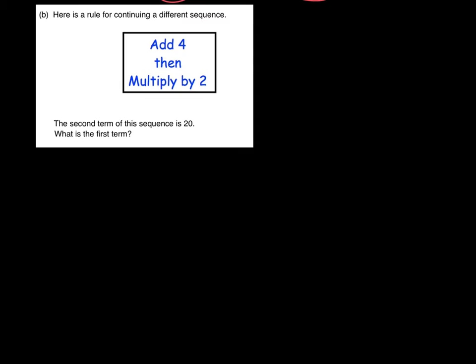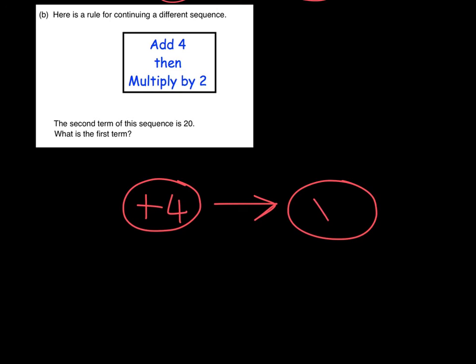An even harder one still is working backwards. You've got here as a rule for continuing a different sequence, you add 4, then you multiply by 2. So I'm going to do the function machines again, because I think sometimes it makes it easier. So the function machine rule is you add on 4, and then you multiply it by 2. So that's the rules from a function machine.